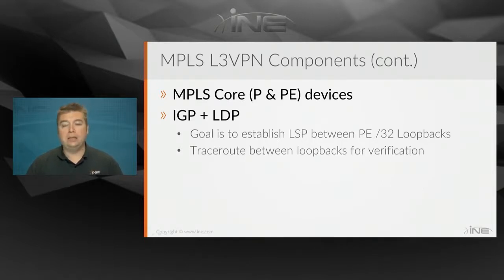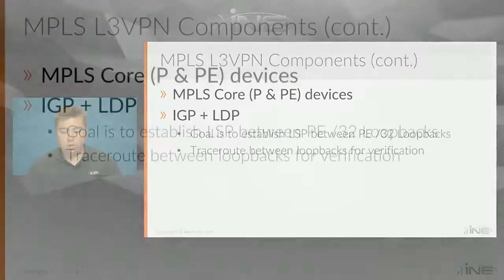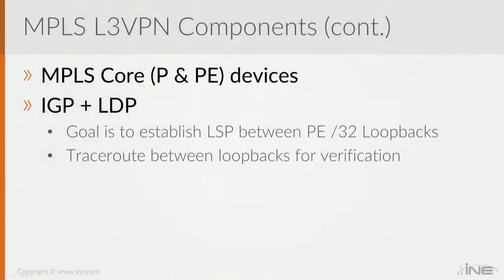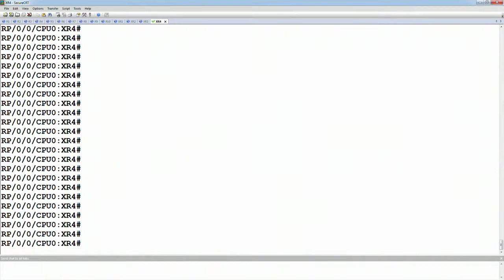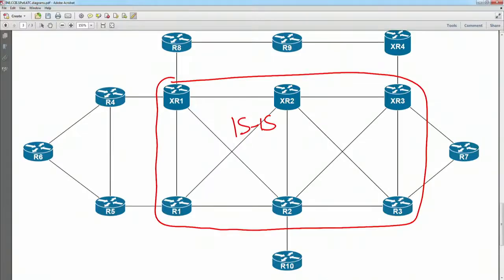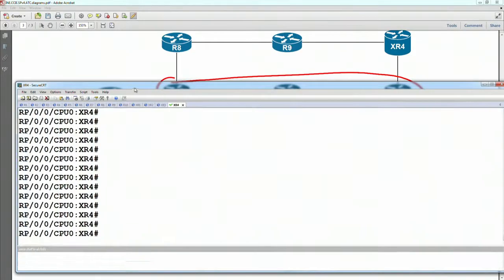Now again, the reason that this is so important is that the loopback is going to be the next hop value that is advertised inside the BGP VPN v4 update. So if for some reason you cannot reach the loopback or you cannot reach the loopback through a label switch path, it means that you won't be able to actually forward traffic customer to customer. So before we go any further, before we even configure LDP, what we would want to do is go between the provider edge routers and make sure that we can reach their loopbacks.